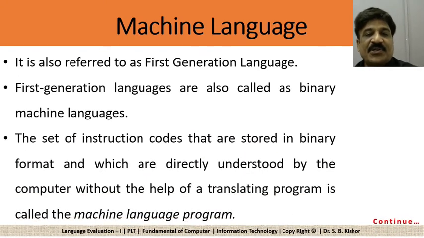The set of instruction code that is stored in a binary format, that is in the form of 0 and 1, and which is directly understood by the computer without the help of a translating program, is called what? Machine language program. Since the computer understands the machine code itself, in the form of 0 and 1, it is also referred to as what? Native language, that is the first language of the computer. Since the program has been written in the computer language itself, we don't need any kind of translation. We will discuss translation in much more detail in our next session.